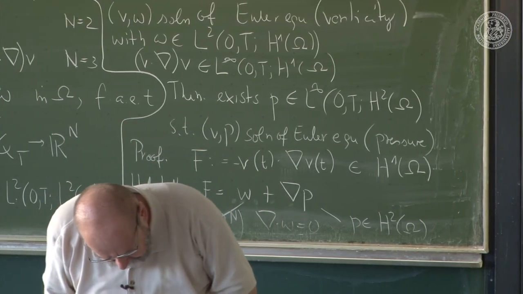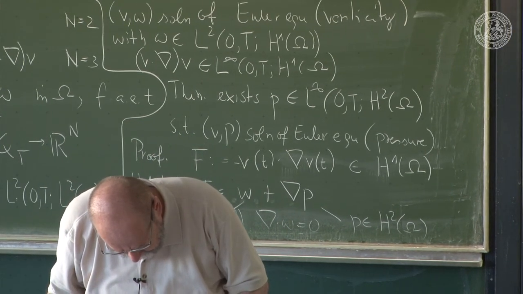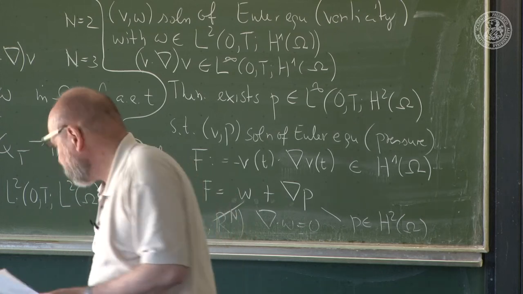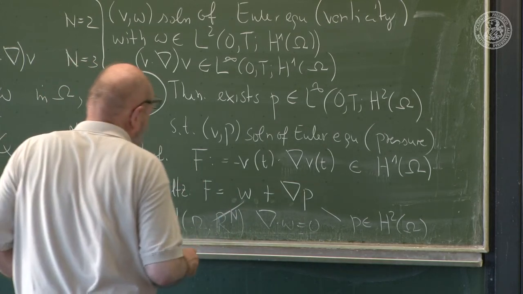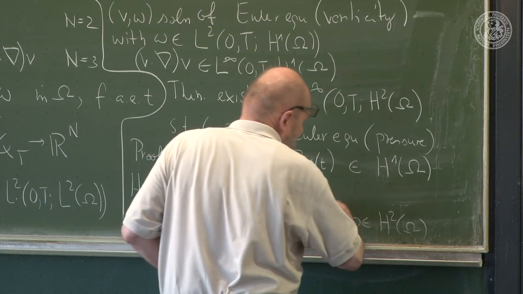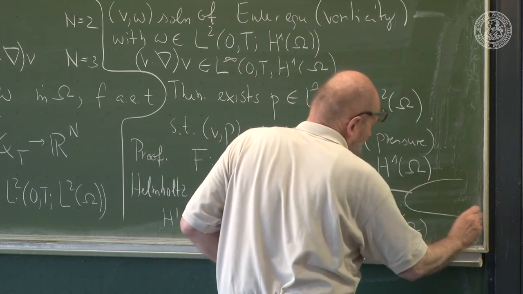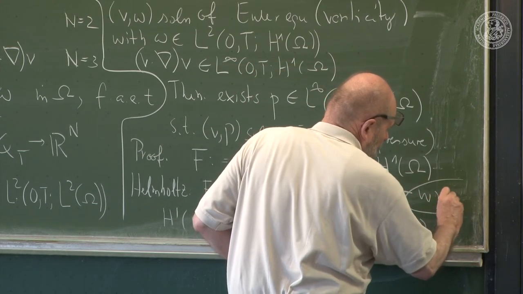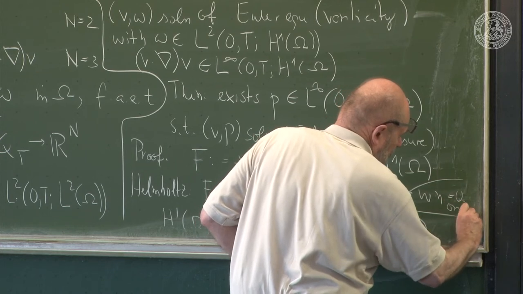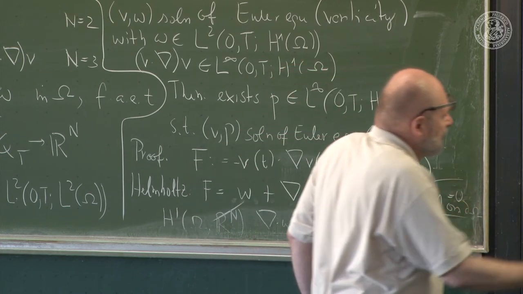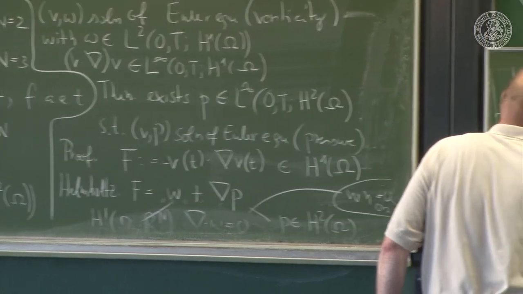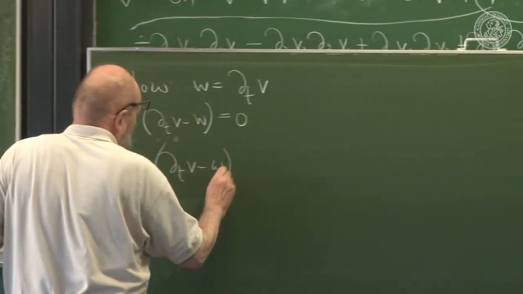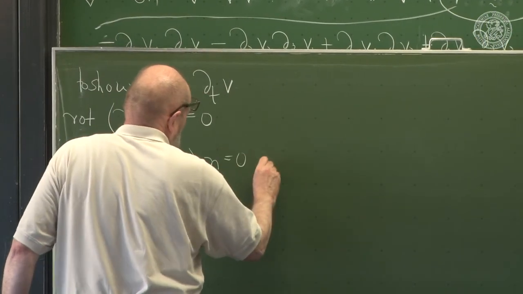So we have it for this, and for the W, why do we also have it? Because this is a part of the Helmholtz decomposition, I think. It's not only divergence free, but it also has normal component zero on the boundary.